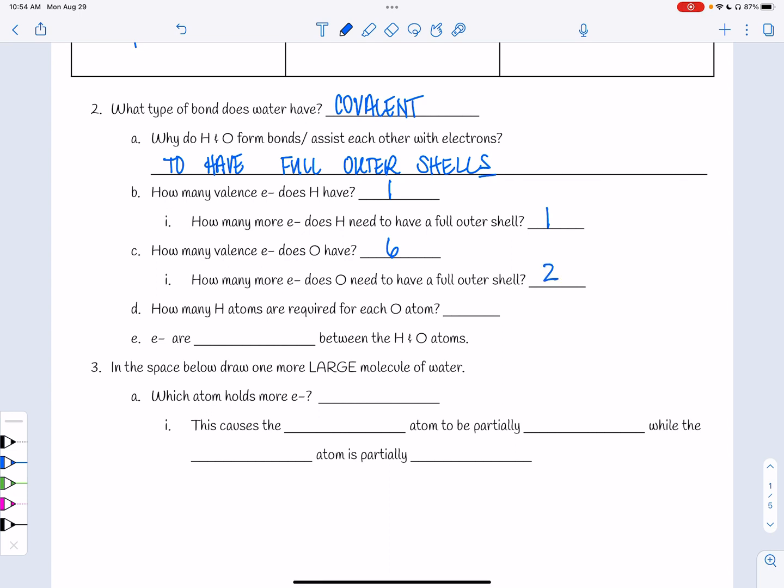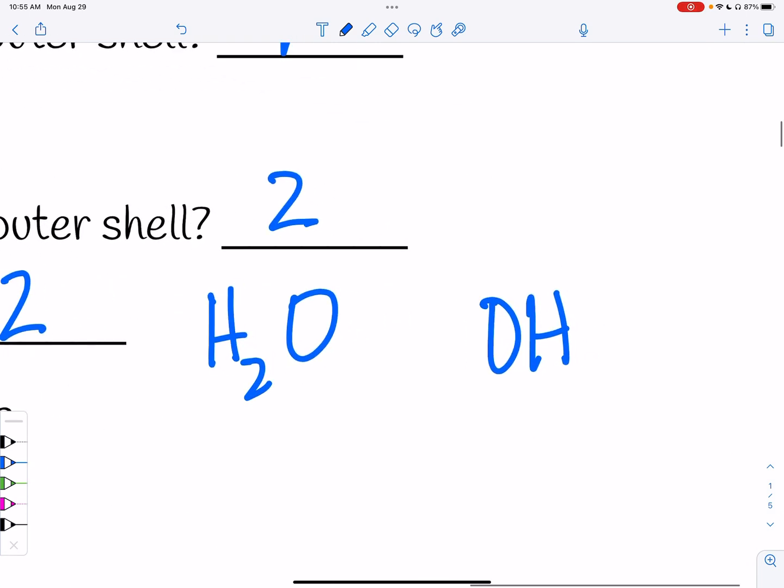2. How many hydrogen atoms are required for each oxygen atom? It is H2O, so we do need 2 hydrogens for each oxygen. Otherwise, it would be this, which is hydroxide, which is what bases, not acids, but bases typically have. And they're extremely volatile anyway. But even if it was, if oxygen has 6, hydrogen has 1, it only puts you at 7, and we want to have 8 for the oxygen.